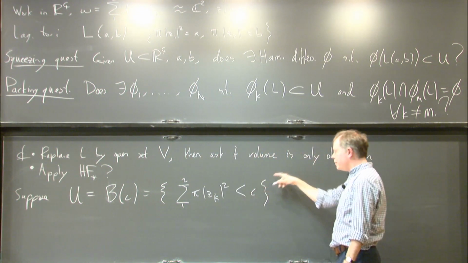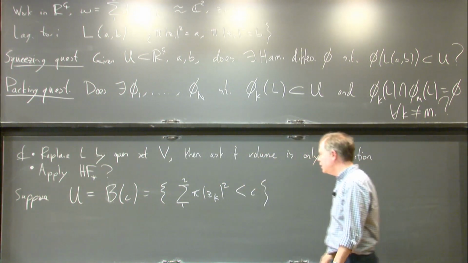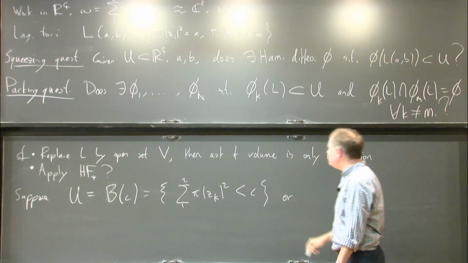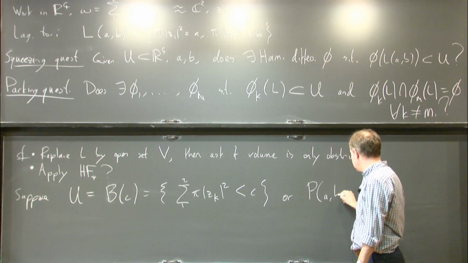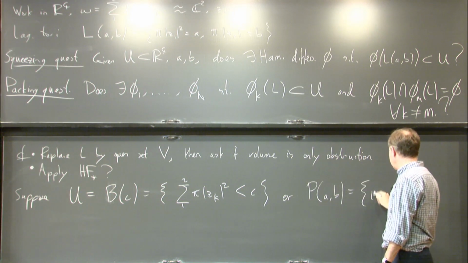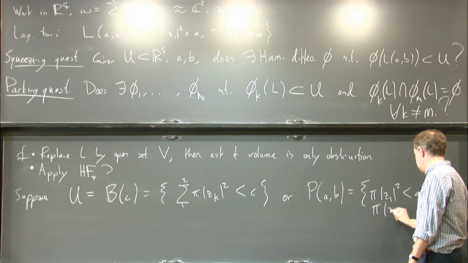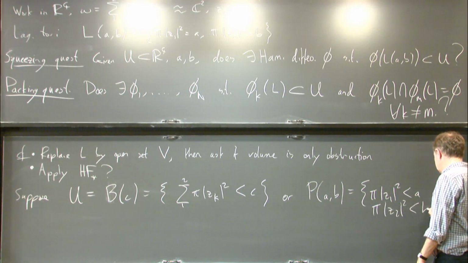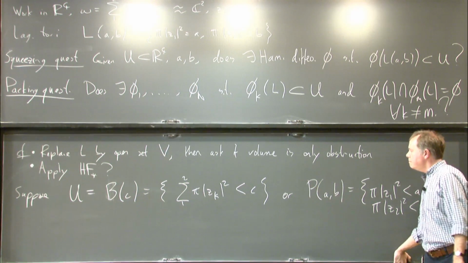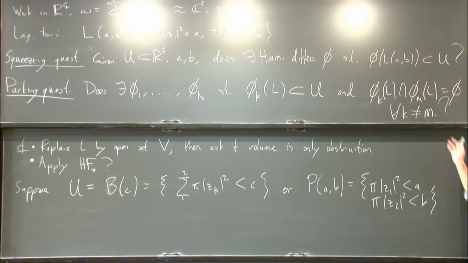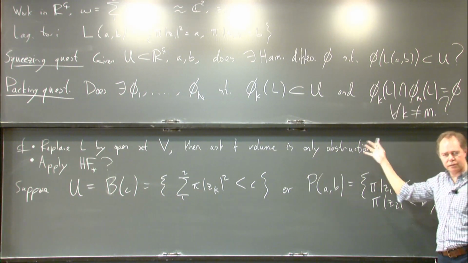Right, so you call this a ball of capacity C. So its radius is something like the square root of C over pi. So suppose U is a ball, or polydiscs are the other things. So you can also look at a polydisc. Right, so these are both toric domains. So take U to be one of those, then I'll tell you the answer to the squeezing question.